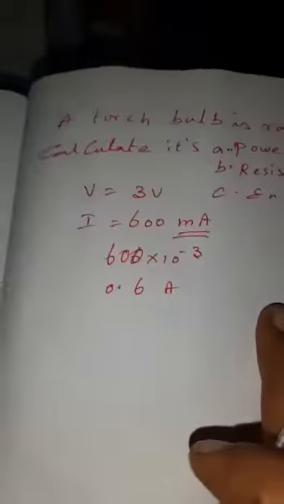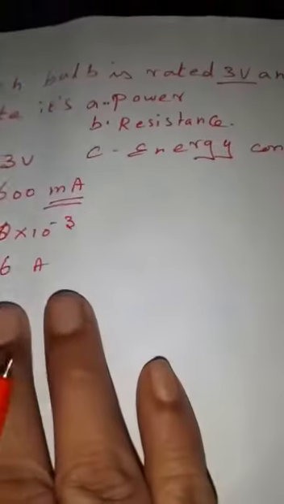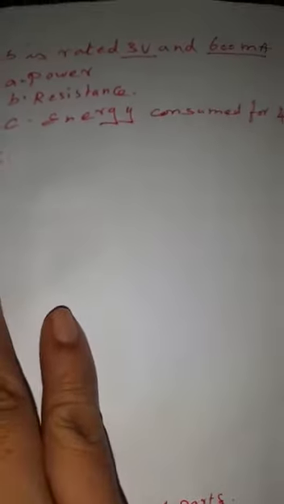In the last video we had seen the two sums. The third sum: a torch bulb is rated 3 volt and 600 milliampere. Calculate its power, resistance and energy consumed for 4 hours.